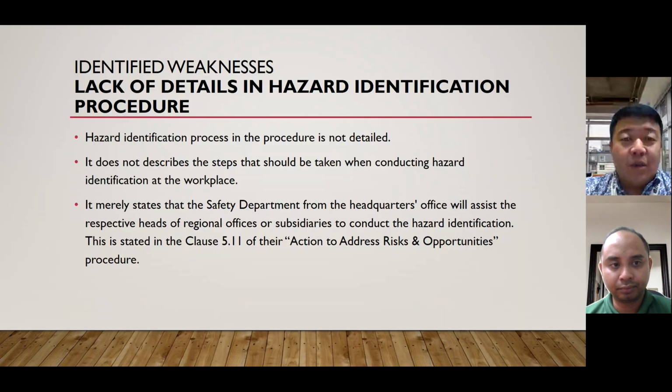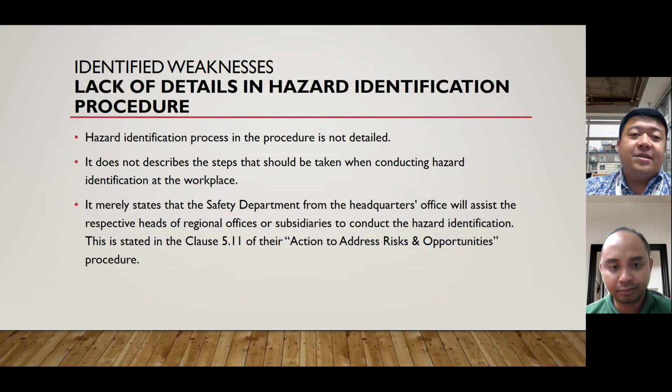After studying the procedure documents and the hierarchy, I have identified a few weaknesses in these procedures. One of them is that the hazard identification process in the procedure itself is not detailed. It does not describe the steps that should be taken when conducting the hazard identification at the workplace. It merely states that the safety department for the HQ office will assist the respective heads of regional office of the subsidiaries to conduct the hazard identification work. This is stated in clause 5.11 of the action to address risks and opportunities procedure.